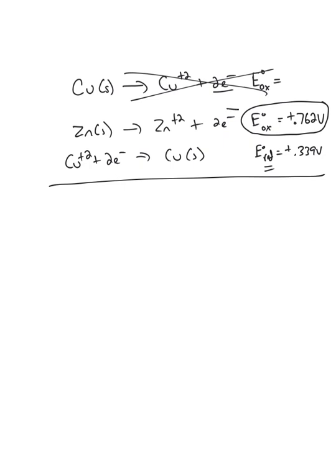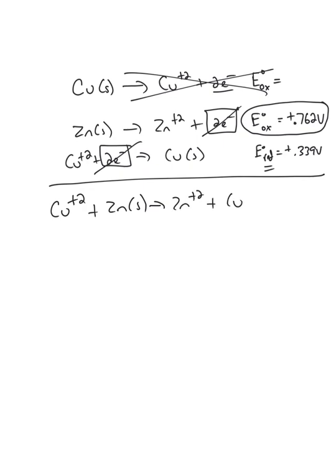Now, one thing you've got to be careful of is the number of electrons. If the number of electrons are not the same, we would have to multiply, just like when we balance redox reactions in the last step. But here, both of them are 2 electrons, and so they will cancel. The final reaction should not have any electrons present. So what we get is copper ions plus zinc solid produces zinc ions and copper. You'll notice this reaction is balanced in both atoms and charge.